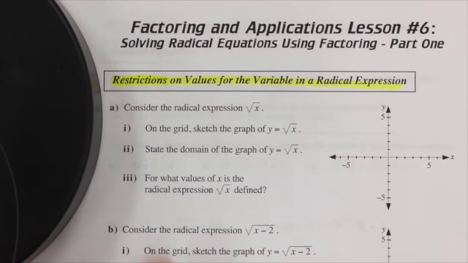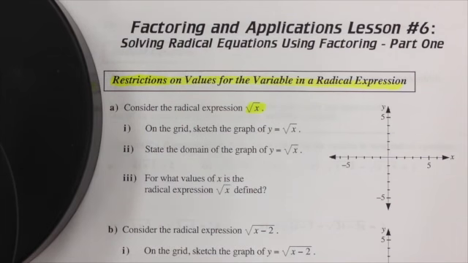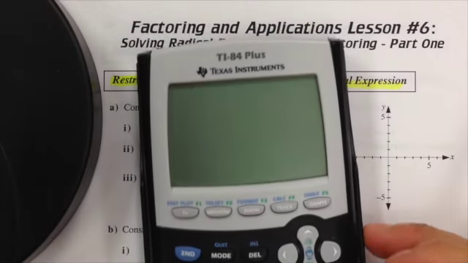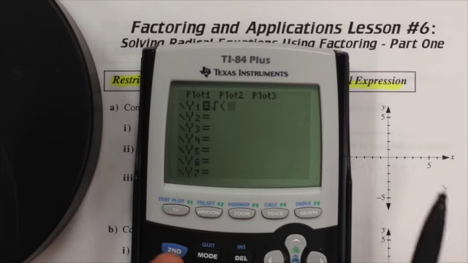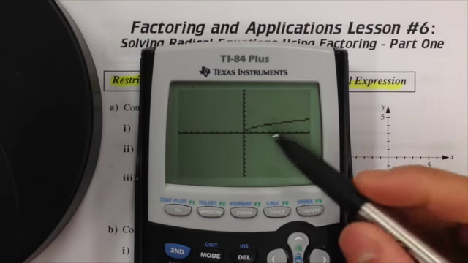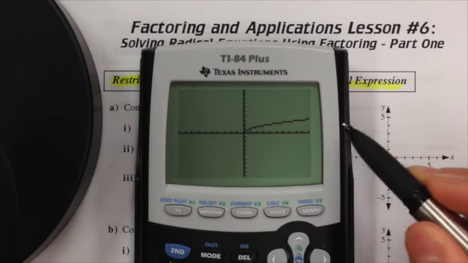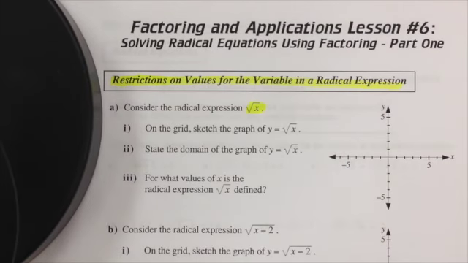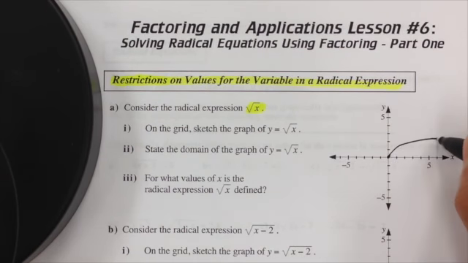So the first thing we want to do with this question, consider the radical expression square root of x. The first thing we need to do is, on the grid, sketch the graph of y equals square root of x. Okay, so we're going to type this into our calculators, square root of x, and we're going to graph this. If you notice what this graph is looking like, we're starting at the origin at 0 and 0, and then we're extending to the x-axis. That's what I'm going to do over here, and we're extending in this direction.